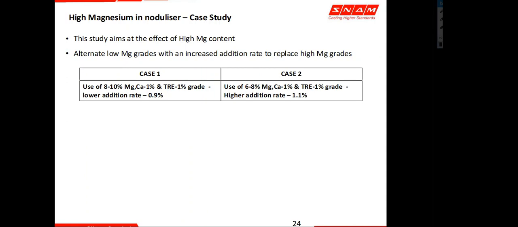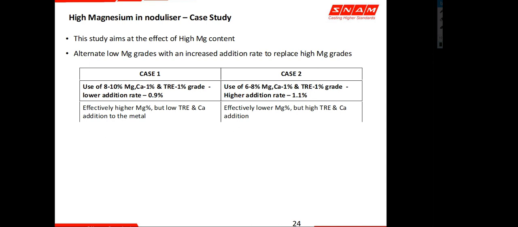Case 2 has got a 6 to 8% grade, lesser magnesium, calcium and rare earth at the same levels, but the higher addition rate 1.1%. These addition rates are to compensate the magnesium content only. So let us see the implications of these grades.